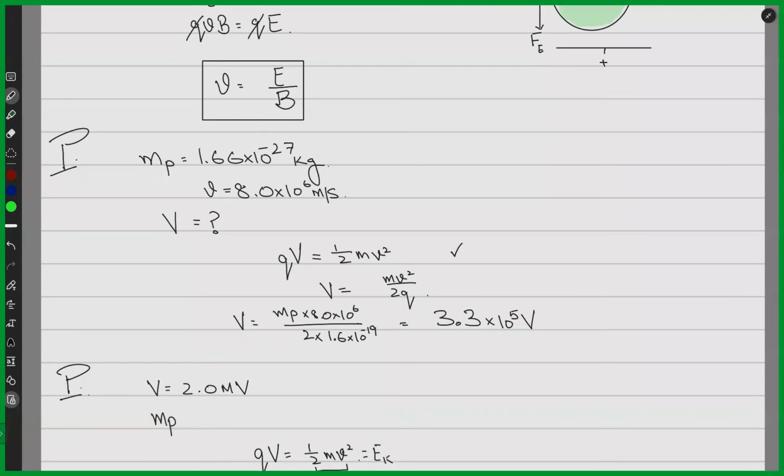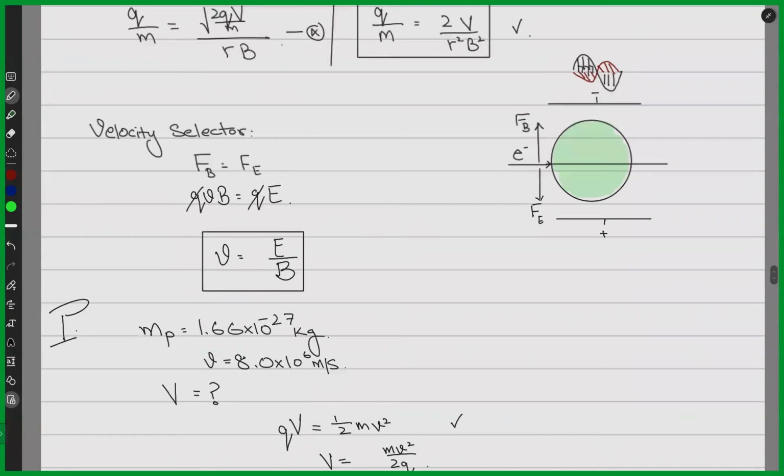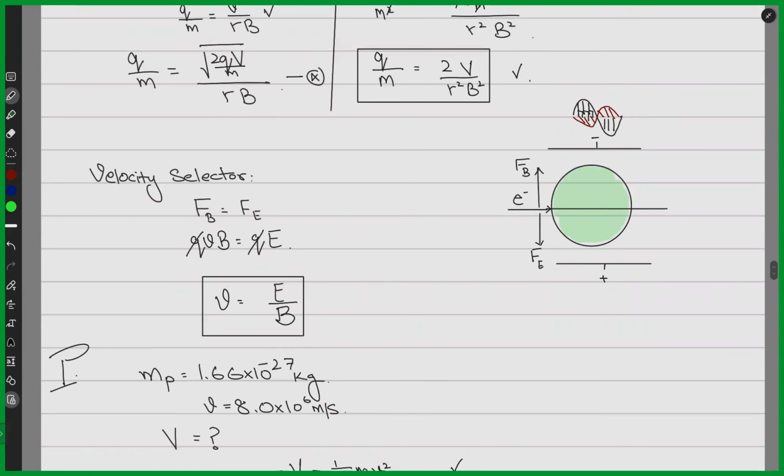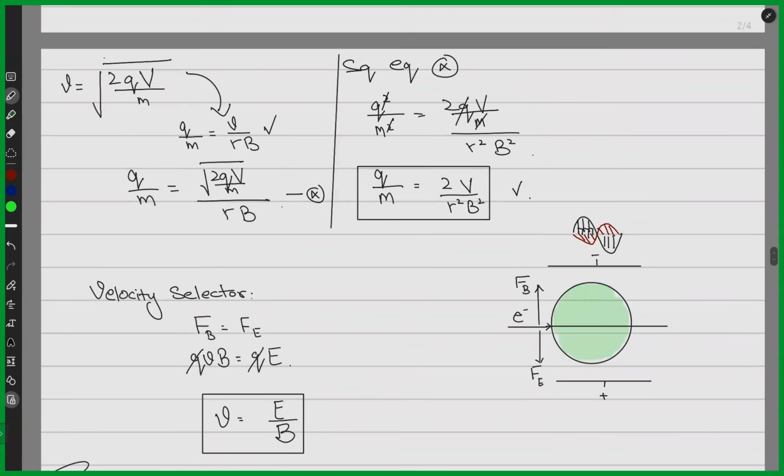Okay, so let's continue from last time. We were doing some problems. We finished the velocity selector topic. Are there any questions from this entire chapter? Any questions? No questions?